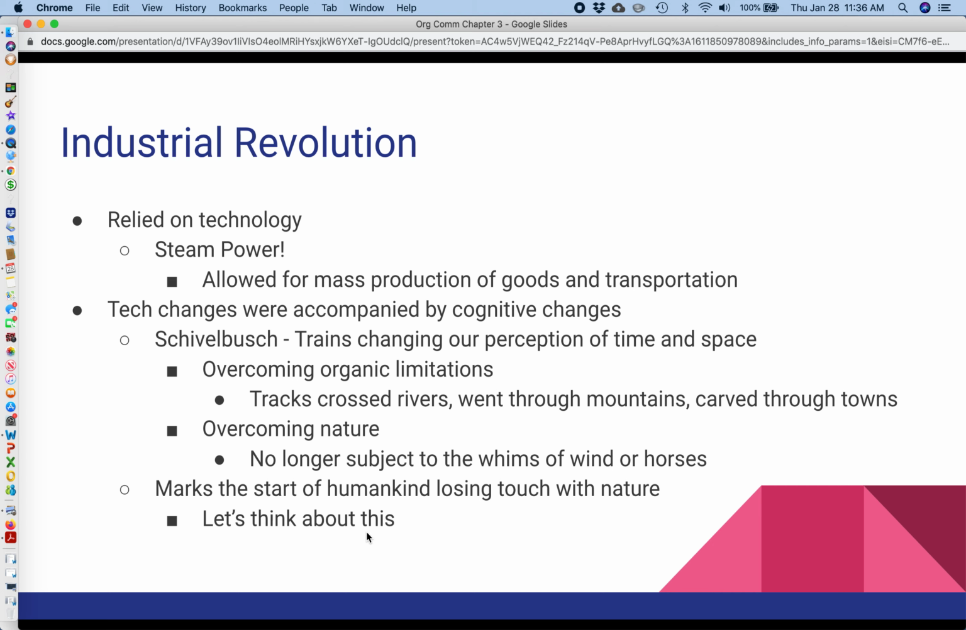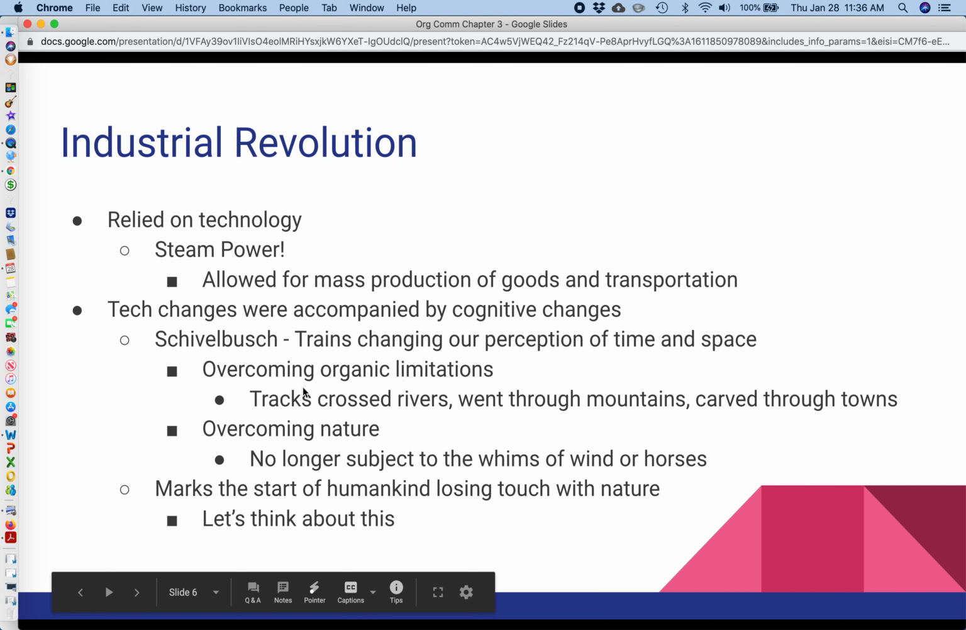This idea of time and distance are linked together. But all of a sudden, trains come, right? We have steam power, and you can go from Barnesville to downtown Atlanta in an hour, right? So that's what we mean when we say change the way people thought about time and space. It changed the way they thought about distances, right? Everything moved much more quickly. So they saw technology as overcoming nature, right? Of overcoming organic limitations.